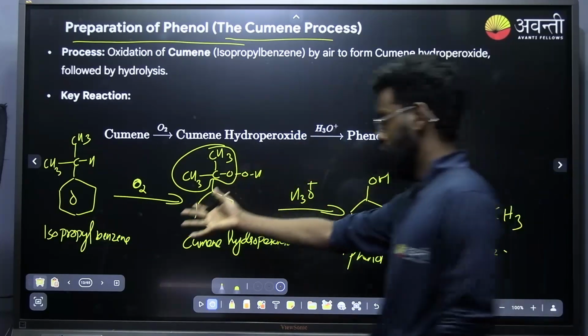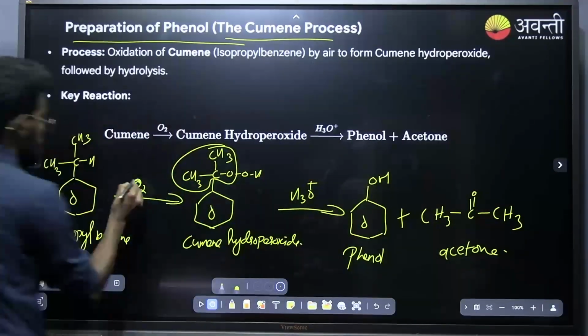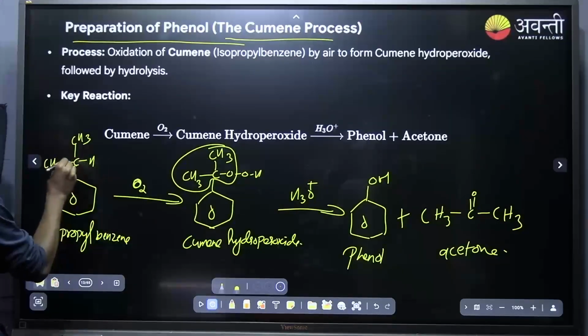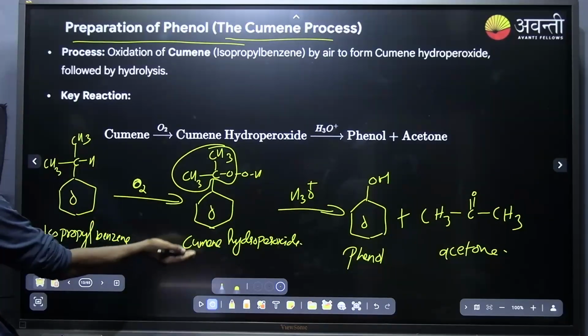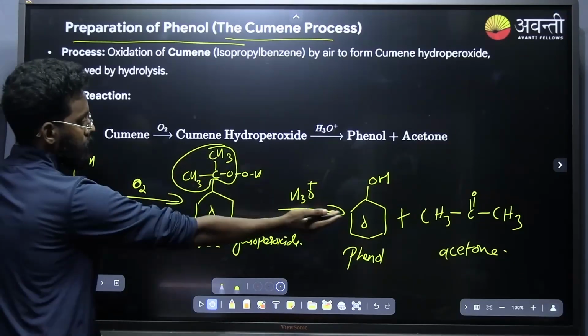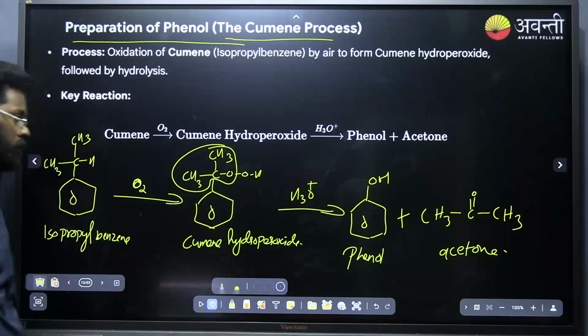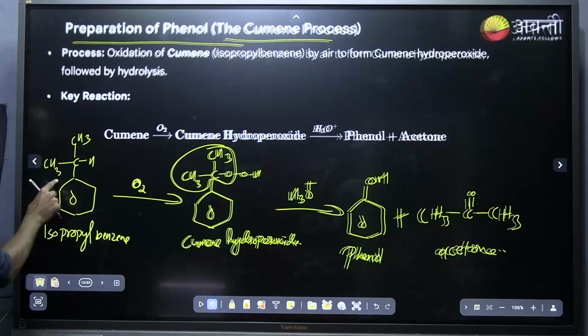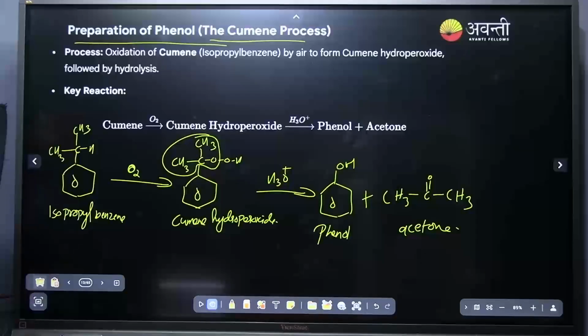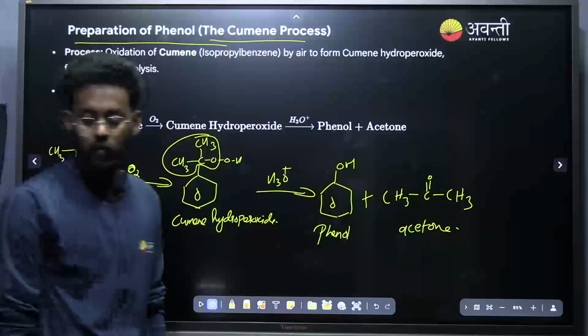Just follow the method of how we can prepare it. Just insert oxygen between the carbon and hydrogen. You will get cumene hydroperoxide. Then remove the acetone part there and get the phenol. That's the only thing you have to note down in this point. Is it clear, everyone? Shall I move, students?